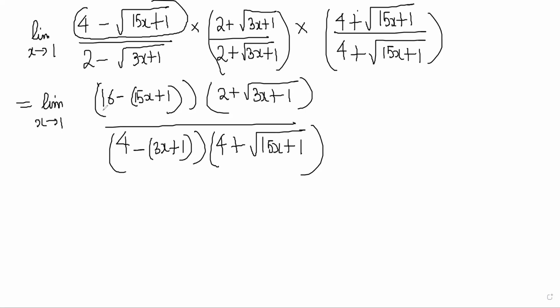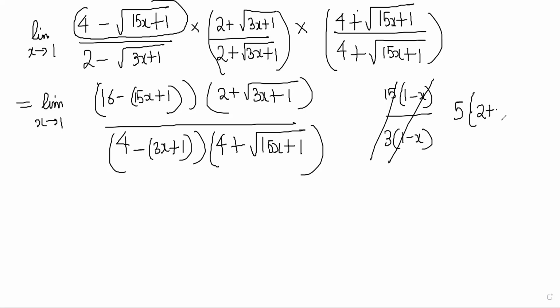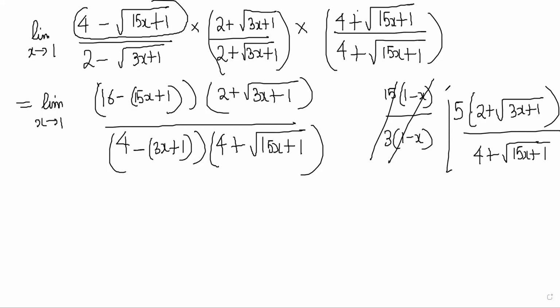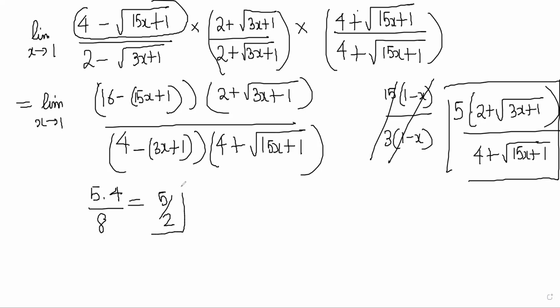So on top becomes 15 minus 15x, and here becomes 3 minus 3x. 15 common 1 minus x, and here 3 common 1 minus x. So this cancels, and this becomes 5. 5 times 2 plus root 3x plus 1 by 4 plus root 15x plus 1. And now you can put the values, there is no problem here. If you put the values, it becomes 5 into 2 plus 2, 4, 4 plus 4, 8. So it is 5 by 2, correct.